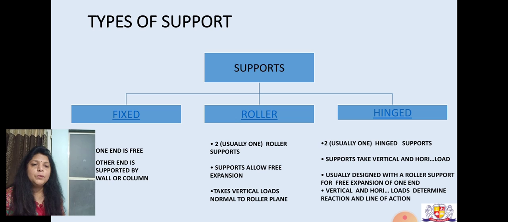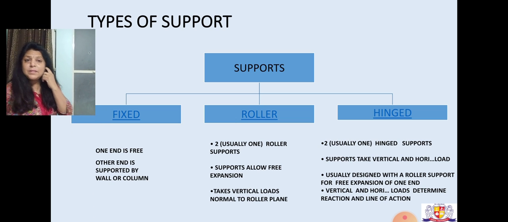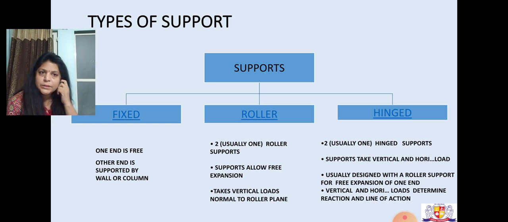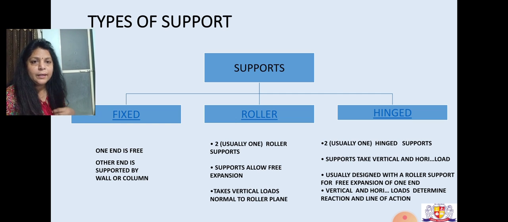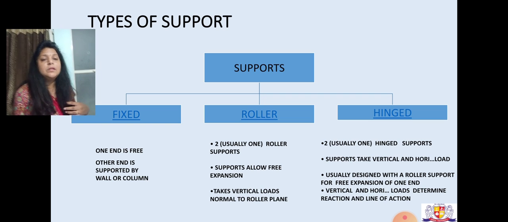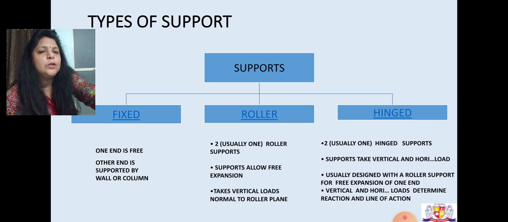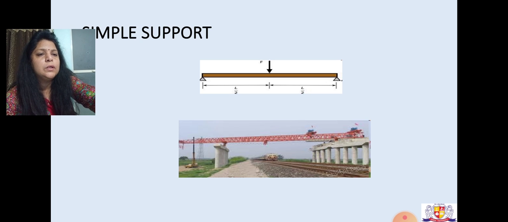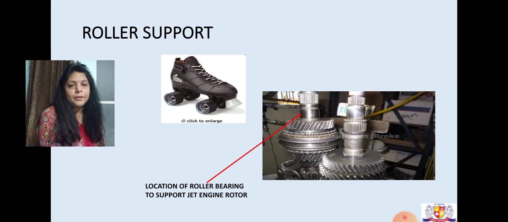Now we come to the different types of supports. There are basically n number of supports, but for the students of diploma engineering, we have mainly 3 types of supports: fixed support, roller support and hinge support. First of all I'll talk about the roller support. You can see this roller support.